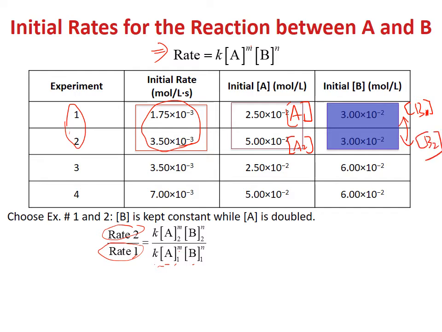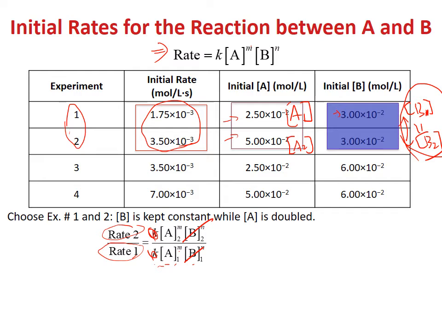Now you can just use the numbers, but for simplicity, we use the symbols. And you will see here, these two are the same. B1 equals B2. So in this ratio, these two cancel each other because they have the same value, 3 times 10 to the minus 2. Also, the k constant is the same. The only thing that changes is A2, A1.